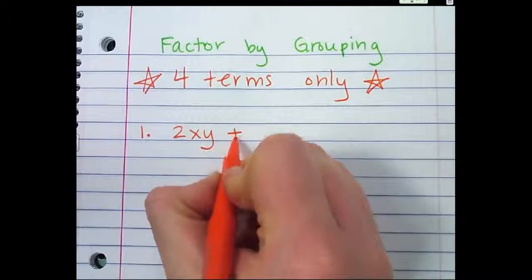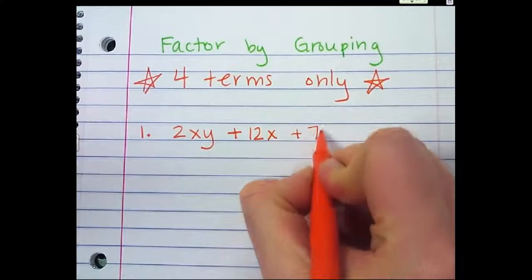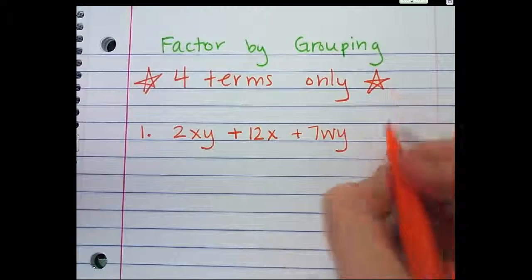All right, so the first one, 2xy plus 12x. Remember, it's a little bit longer because there's 4 terms.